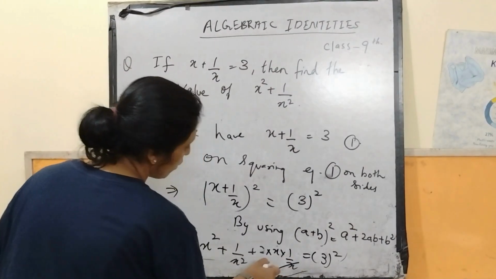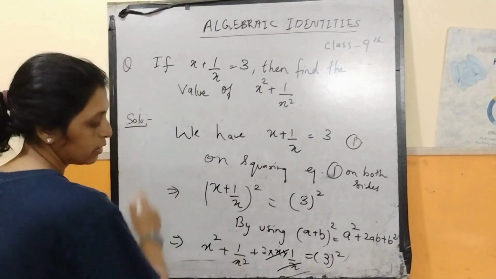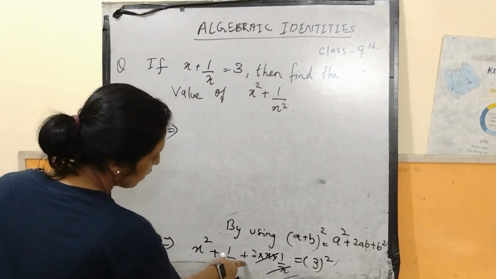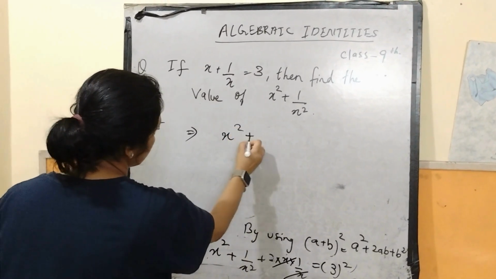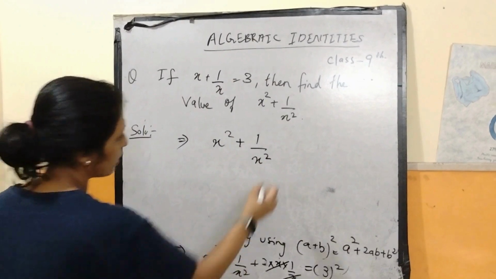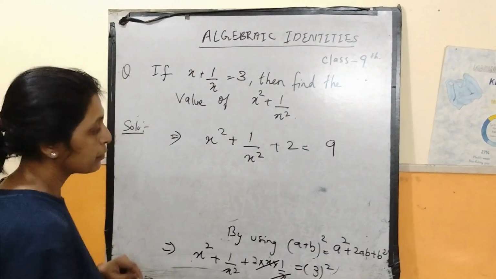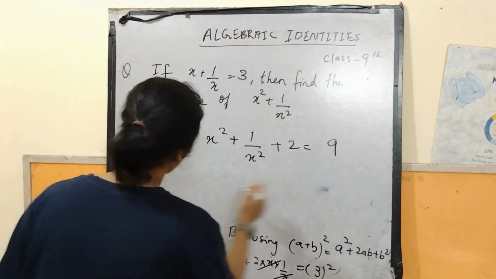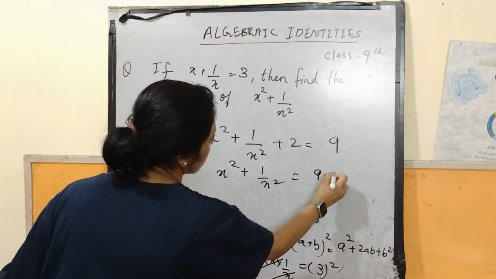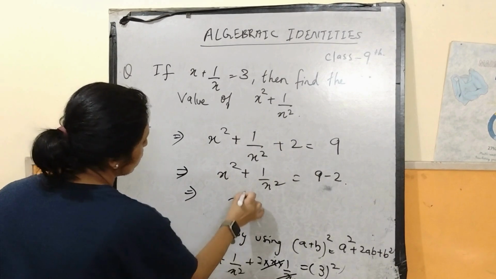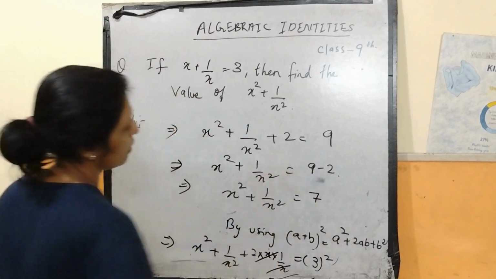Okay. So we will cancel x and x, that way we will get cancelled. Okay, now let's see. x square plus 1 upon x square plus, this x and this x will cancel, so we are going to be left with x square plus 1 upon x square plus 2, and the square of 3 is 9. Okay. Now this plus 2 will be transferred on the right hand side and it will become minus 2. So it will be 9 minus 2. So the value of x square plus 1 upon x square is equal to 9 minus 2, that is 7.